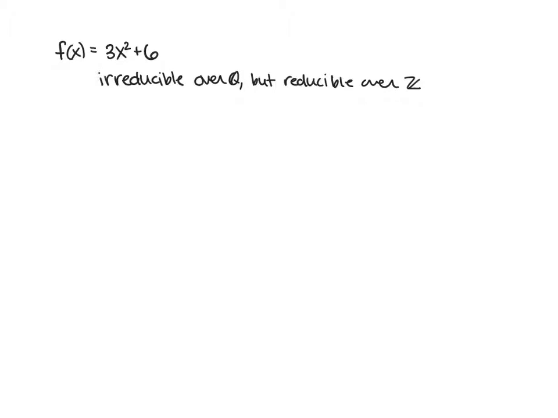So let's look at some basic examples. So let's start with something like 3x squared plus 6. Now, this is irreducible over, say, the rational numbers, but it's actually considered reducible over the integers, because we can write it as 3 times x squared plus 2. Now, this doesn't really count as a proper factorization over Q, because in Q, 3 is a unit. But in Z, 3 is not a unit, so this counts as a reduction.